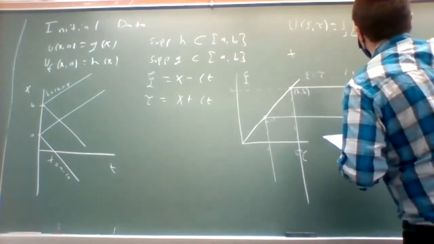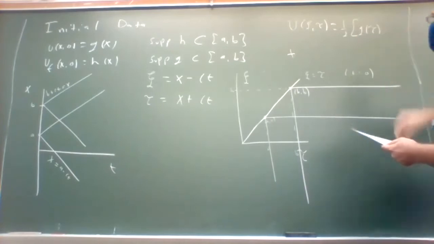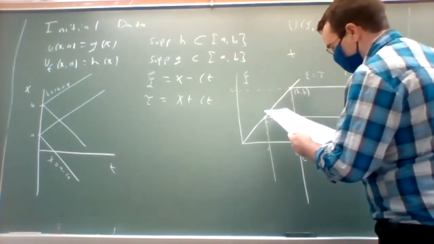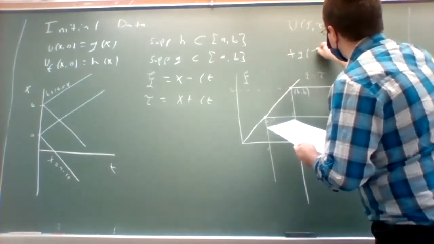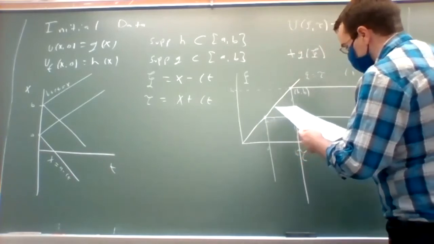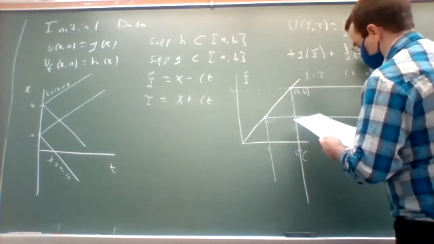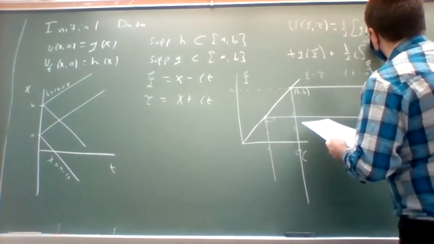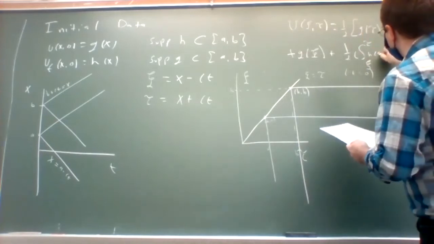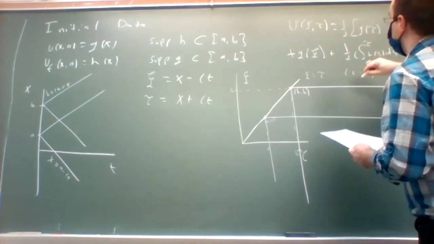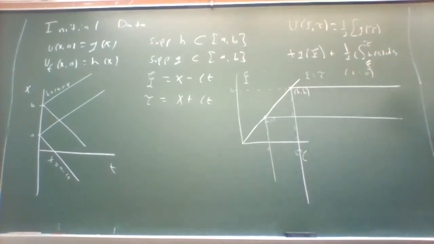I've got a lot more space on the board here, but I've run out of board on the camera. So g, c plus this integral from c to tau of h(s) ds. So it works out quite nicely in the xi and tau coordinates.